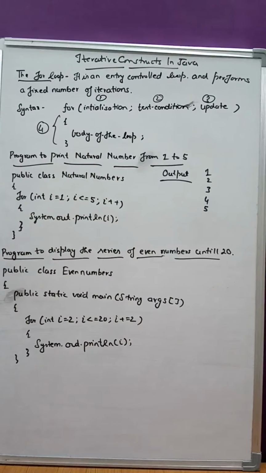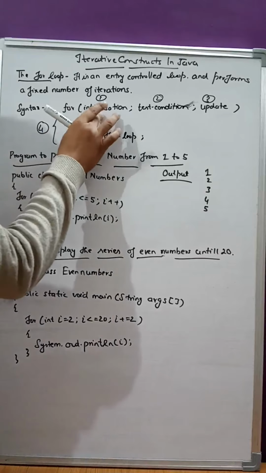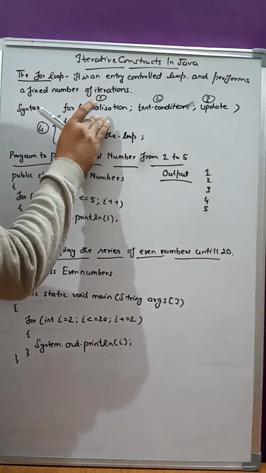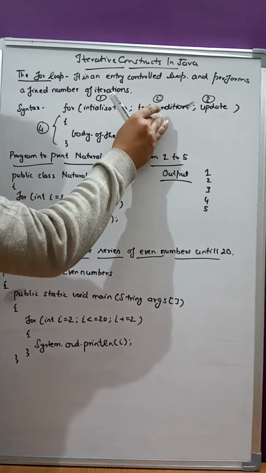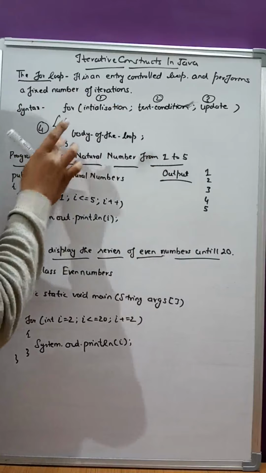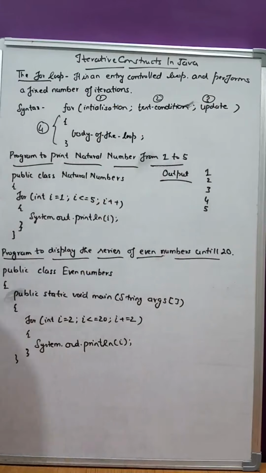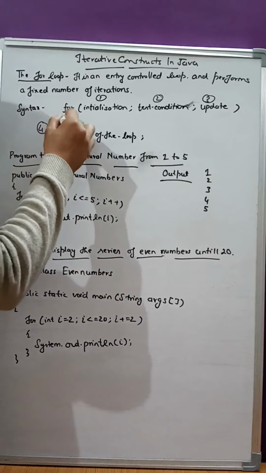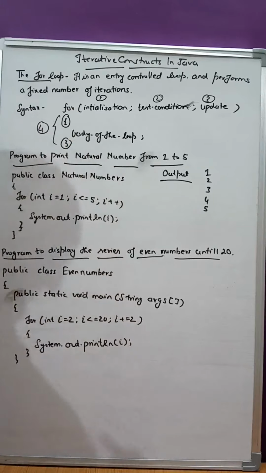Initialization, I have already told you, provides the initialization of the control variable. Test condition provides a condition based on which, only if the condition is true, the body of the loop will be executed. Then you have update, that is an increment or decrement operator applied after or before the variable. So that is needed to update the variable. And then you have the body of the loop, which starts with a curly bracket and ends with a curly bracket.